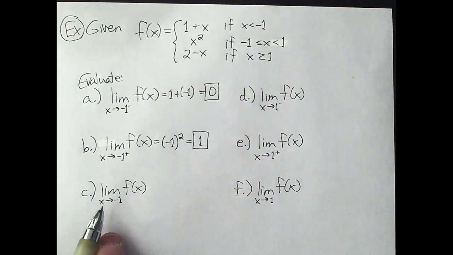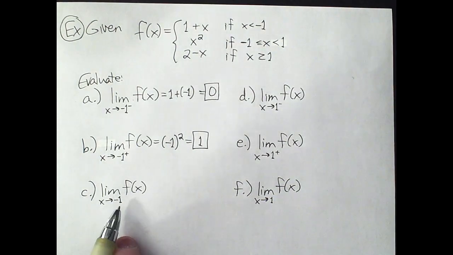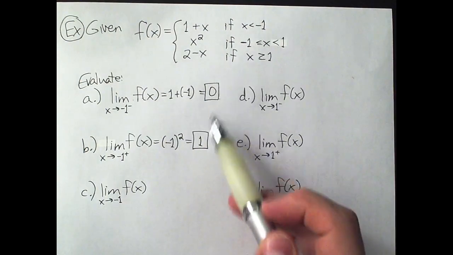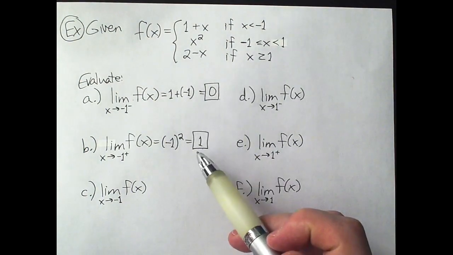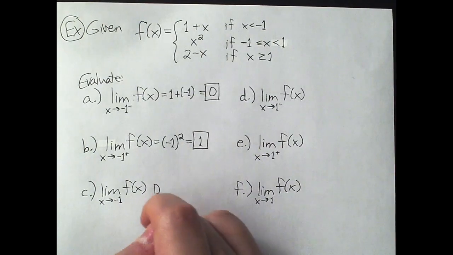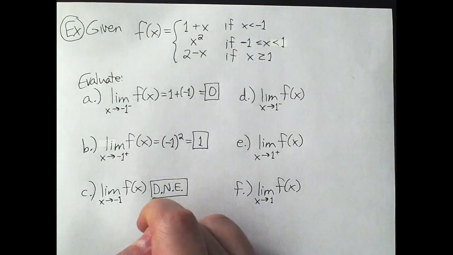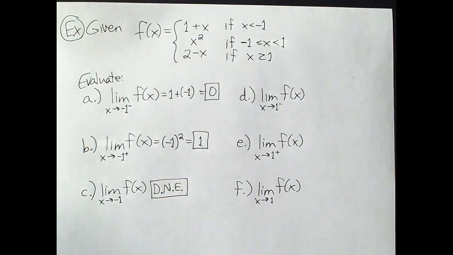Next part, x goes to 1. There's no plus or minus. That means that we're talking about the limit where we have to consider both sides. And again, we have already done the left-hand side and the right-hand side. We got different numbers here. We got a 0 and a 1. So this does not exist because we got different answers for part A and B. If we had gotten the same answer for part A and B, then that would have been the answer to C, because that would be the capital L.